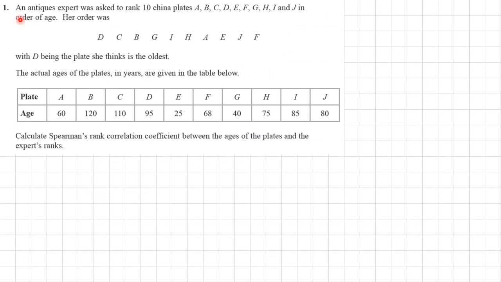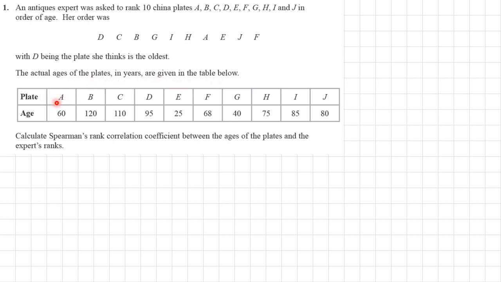Question number 1. An antiques expert was asked to rank 10 china plates A, B, C, D, E, F, G, H, I and J in order of age. Her order was D, C, B, G, I, H, A, E, J, F, with D being the plate she thinks is the oldest. The actual ages of the plates in years are given in the table below.